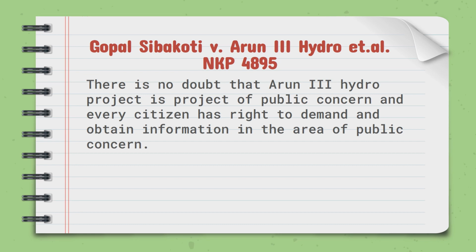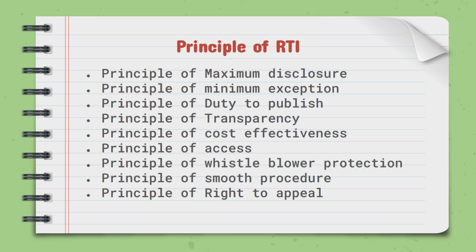Here are some principles of right to information: principle of maximum disclosure, principle of minimum exception, principle of duty to publish, principle of transparency, principle of cost effectiveness, principle of access, principle of whistleblower protection, principle of smooth procedure, and principle of right to appeal.